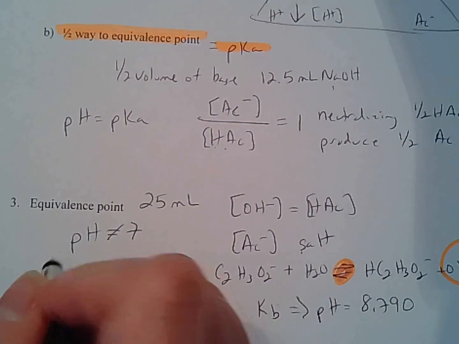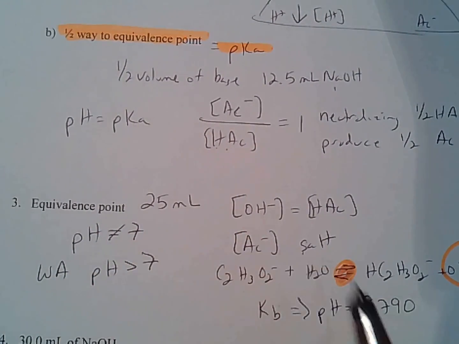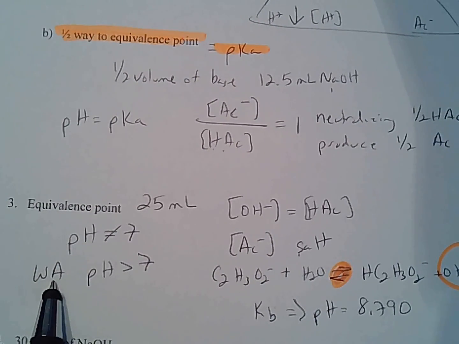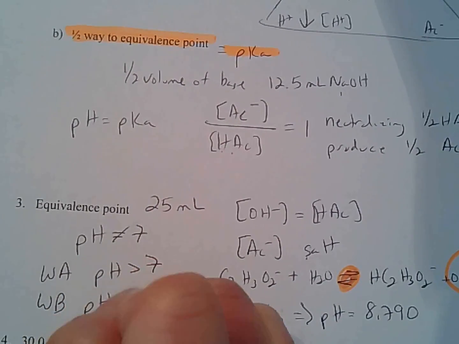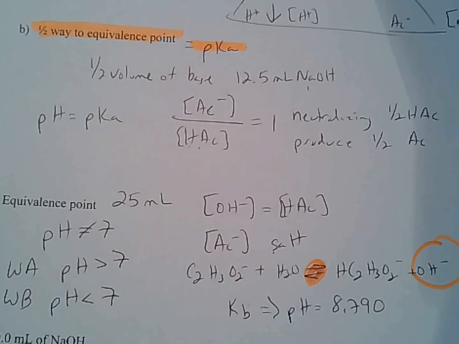So since this is a weak acid, your pH is going to be greater than 7 at the equivalence point for any weak acid titrating with a strong base. If you are doing a weak base, your pH is actually going to be less than 7. But that's what makes it different in terms of the titration versus a strong.